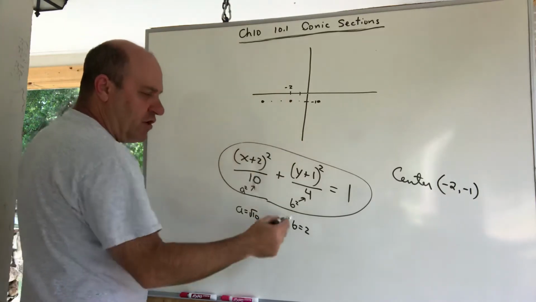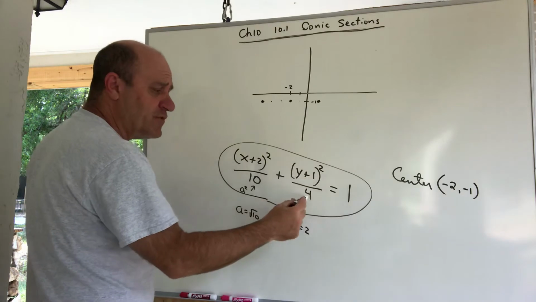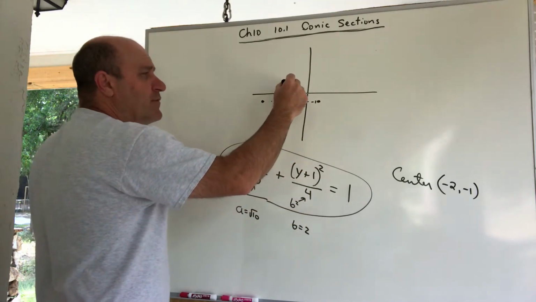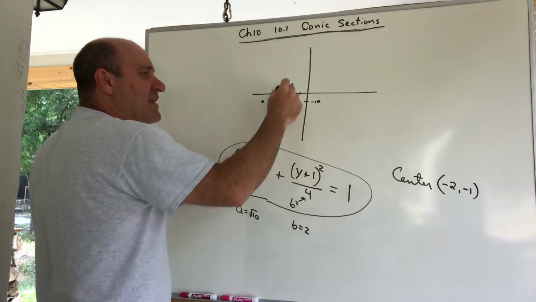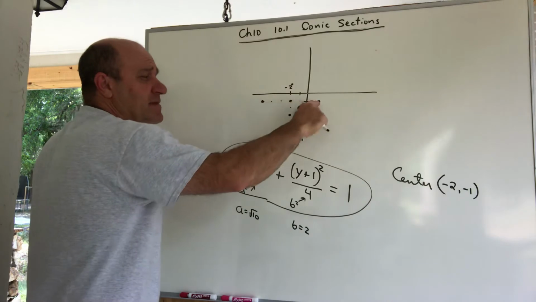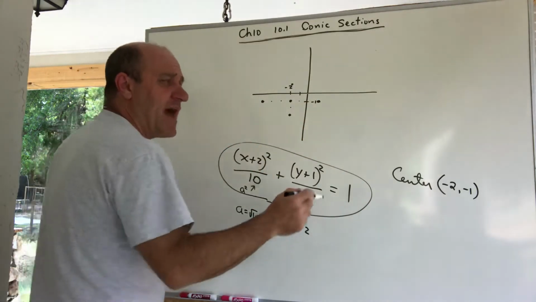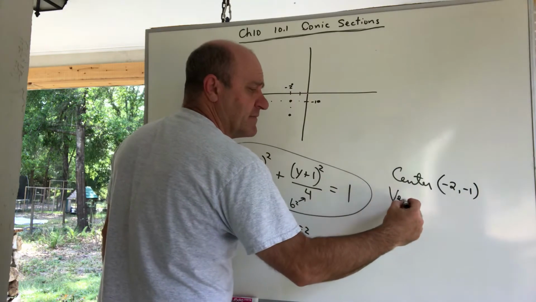From the center, you also go up, because it's underneath y, you go up 2 and down 2. So up 2 and down 2, and that gives you the endpoints of the minor axis. That's the minor axis, that's the major axis. It turns out the endpoints of the major axis are called the vertices.